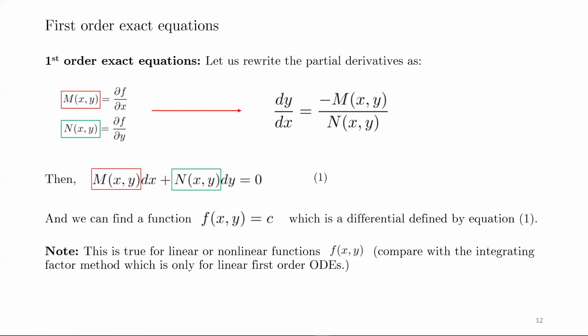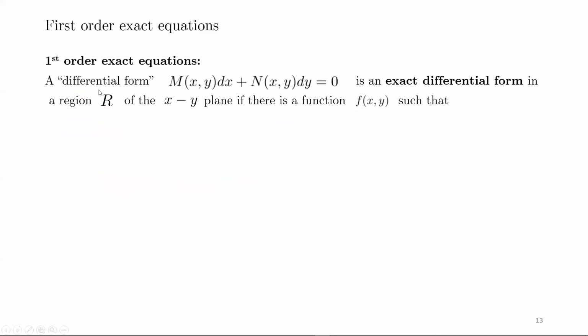Well, let's define that. This is what we call a differential form, but let's not worry about the terminology for a moment. This differential form is an exact differential form in a region of the xy plane if there is a function f of x y such that the partial derivative of f with respect to x is equal to this function M, and the partial derivative of f with respect to y is equal to this function N, for all x and y in this region.